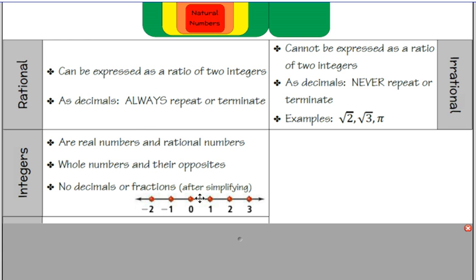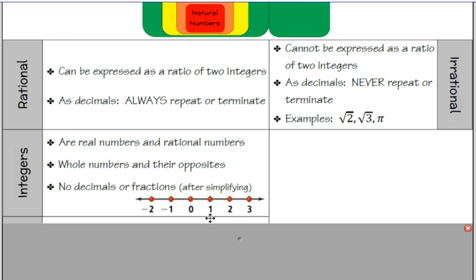And I put this after simplifying here, and when we work with classifying numbers, this part is going to be very important, that we can't just look at a number. We are going to have to make sure that we simplify it first before we can classify. But as far as integers goes, there are no decimals or fractions once we simplify that.